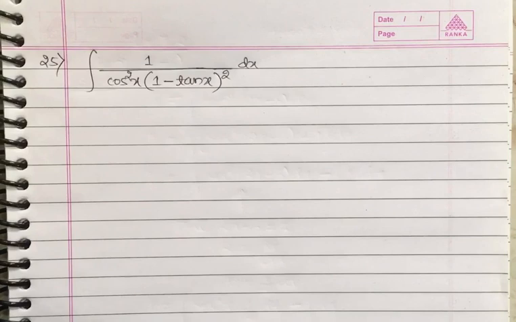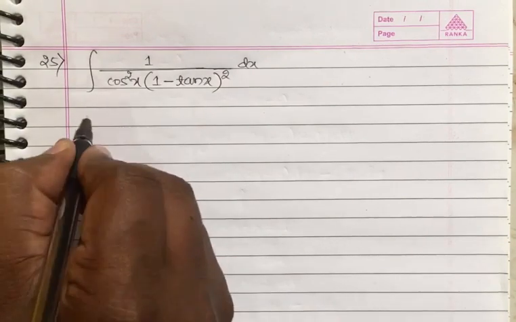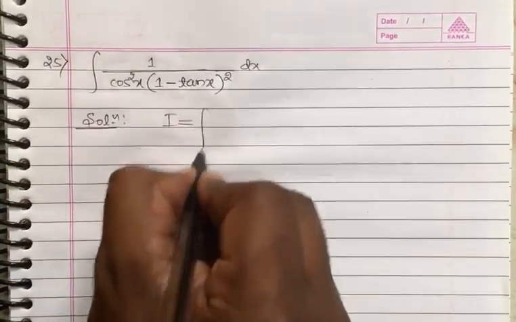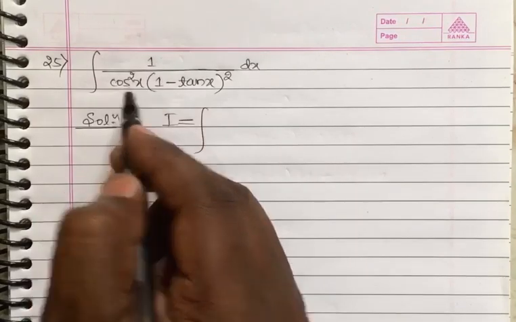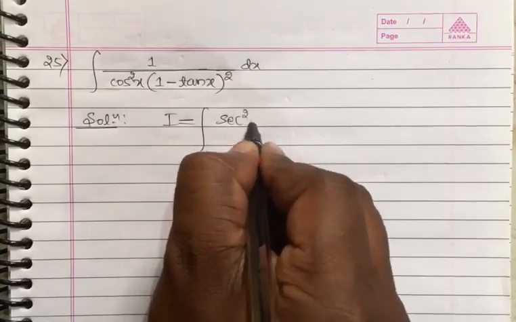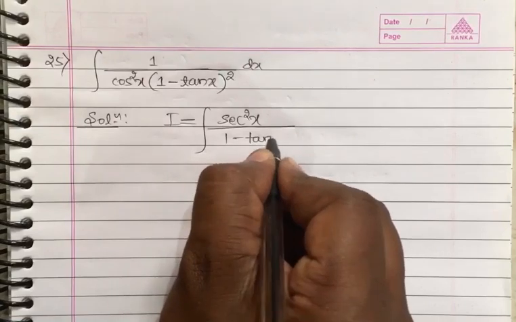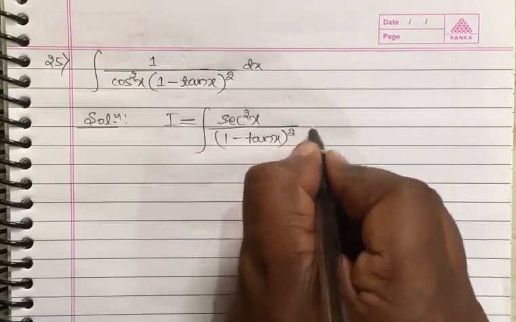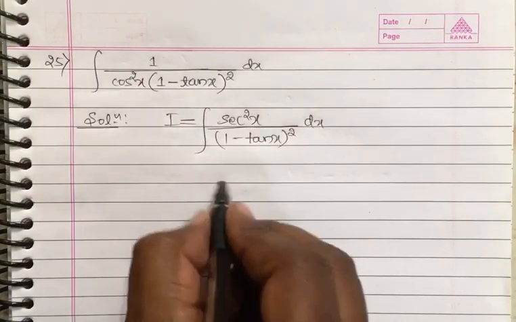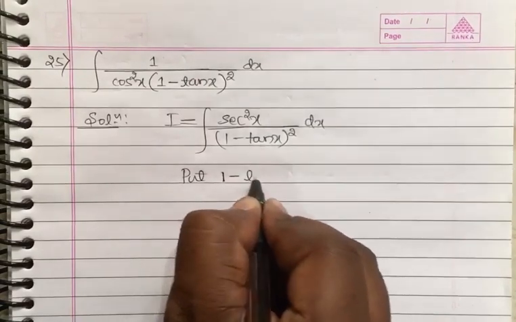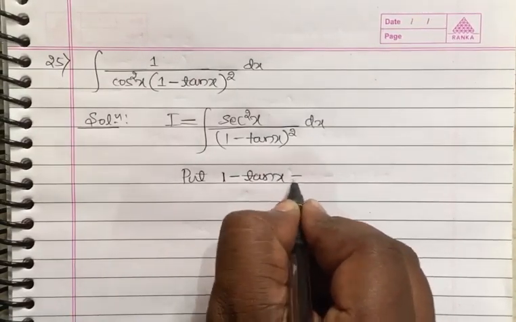Well, the 25th question is the integral of 1 by cos square x into (1 minus tan x) the whole square dx. So consider this as I, which is equal to the integral. Here 1 by cos square x can be written as secant square x, then write the denominator as (1 minus tan x) the whole square dx. So now take the denominator as t. Put 1 minus tan x equal to t.